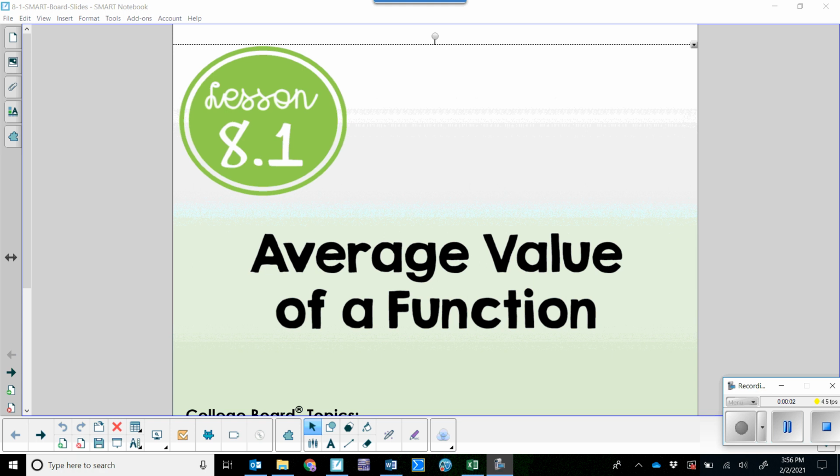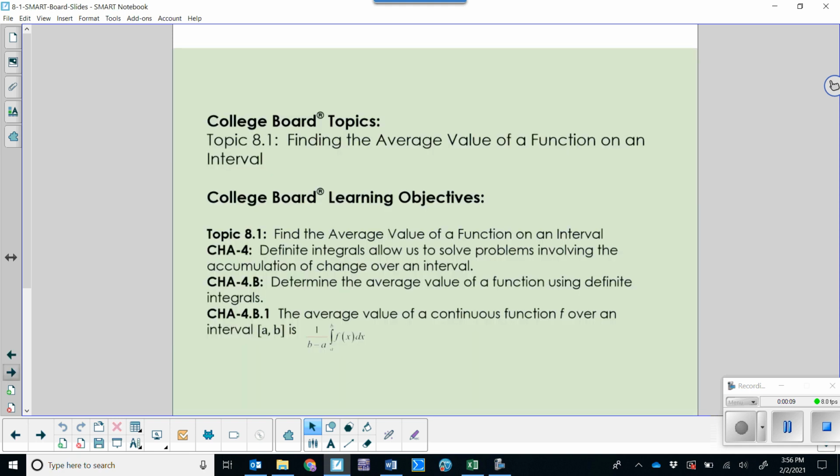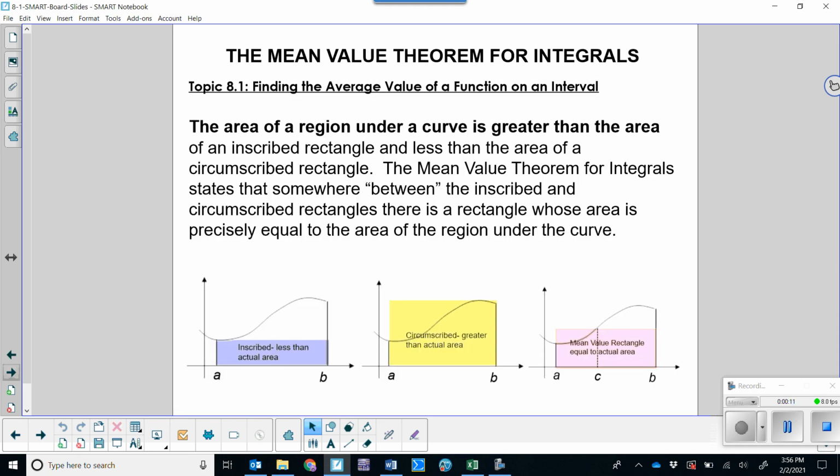All right, this is the beginning of Unit 8, and this is the lesson on the average value of a function. This is basically also called the mean value theorem for integrals. I often just call it the average value of a function and the mean value theorem for the derivative one, just to further make it easier. It is actually related, but this is the physical concept that we have here.